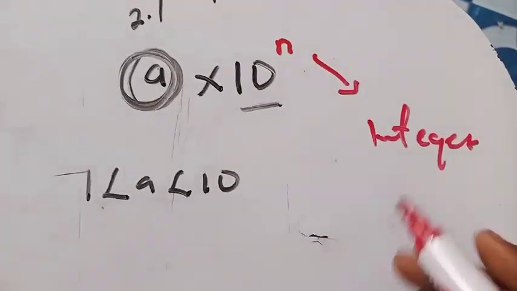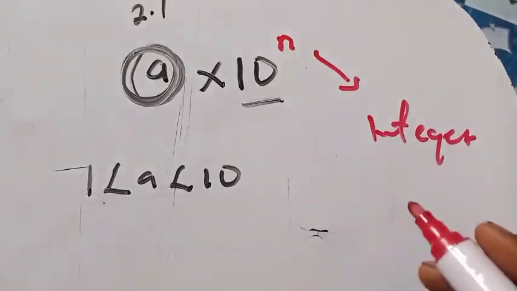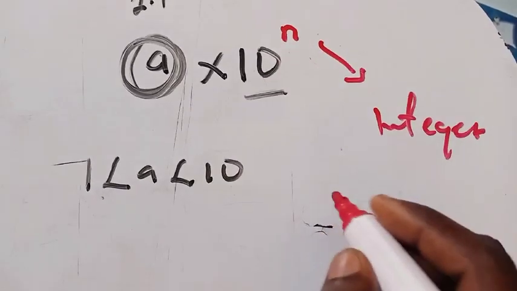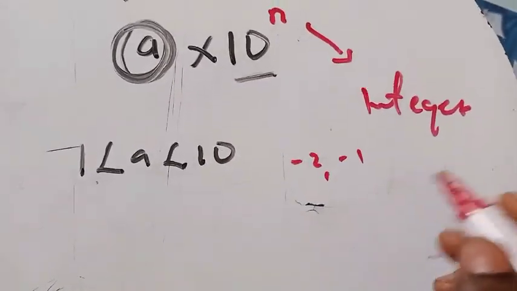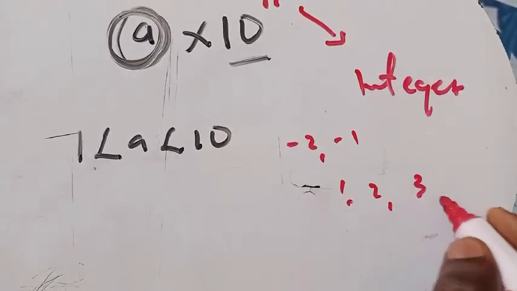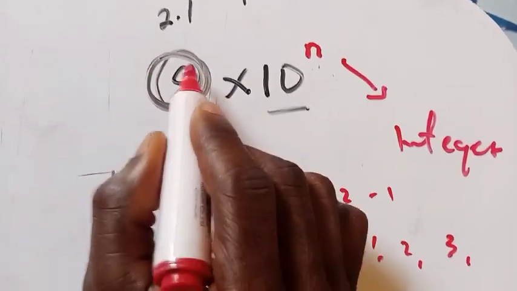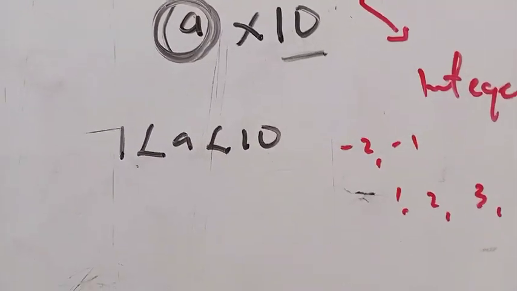The meaning of integer here is both negative and positive numbers, including zero, right? So in some cases, including zero. Maybe let's say -2, -1, and so on and so forth. You have 1, 2, 3, and so on and so forth, right? So this n here is just an integer, and then the a here must be between 1 and 10. Okay, perfect.